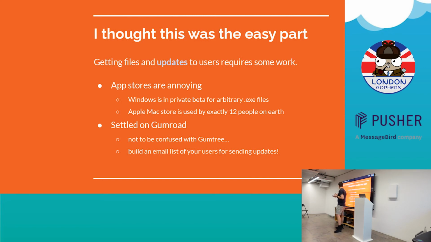I don't really know how I'm going to do that, apart from just emailing all my users saying, hey, there's a new version available. App stores are really annoying. On Windows, you can't even upload arbitrary binaries yet. You have to build a Universal Windows app, which is their new version of doing apps, and they invent a new version of doing apps every 5 years.